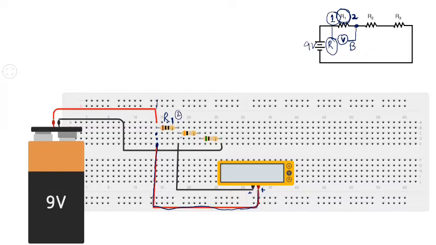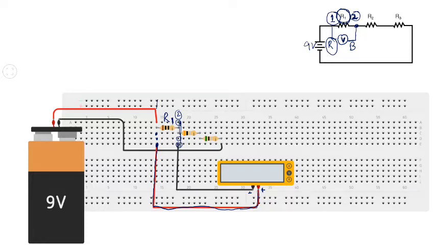So the only options left with me are this hole and this hole. Why only these 3 holes? Because if you connect this probe anywhere else, it will not be connected with terminal number 2, because only this column is internally short. So you had to connect it in these 3 holes only.